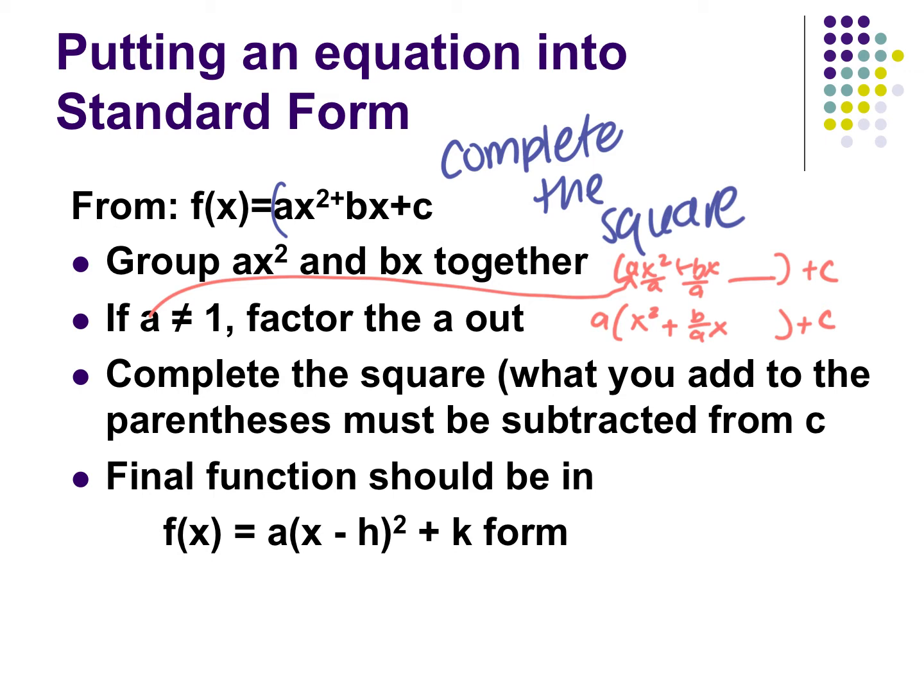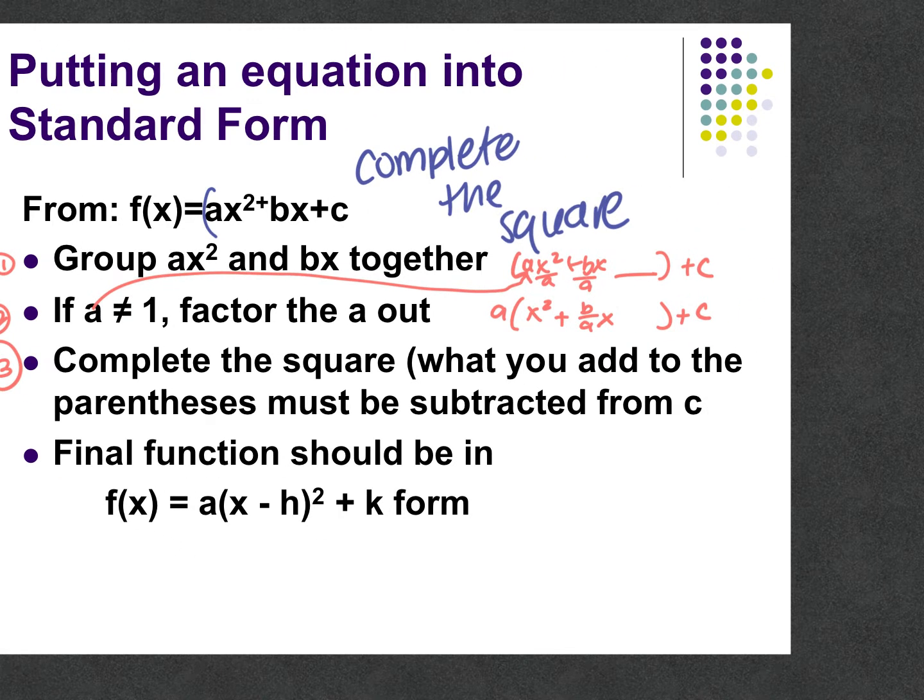Wait, why did we take it out? Because you can't complete the square if that's not an x squared. The first term has to be an x squared. We're forcing it to become a perfect square trinomial with an x squared at the front. It's the only way the process works. So if it's not a 1, then you take it out. What happens if it is 1? Then you don't have to take it out. You skip step 2. Then you do what we call completing the square, which is taking the second term, taking the b, dividing it by 2, and squaring it.